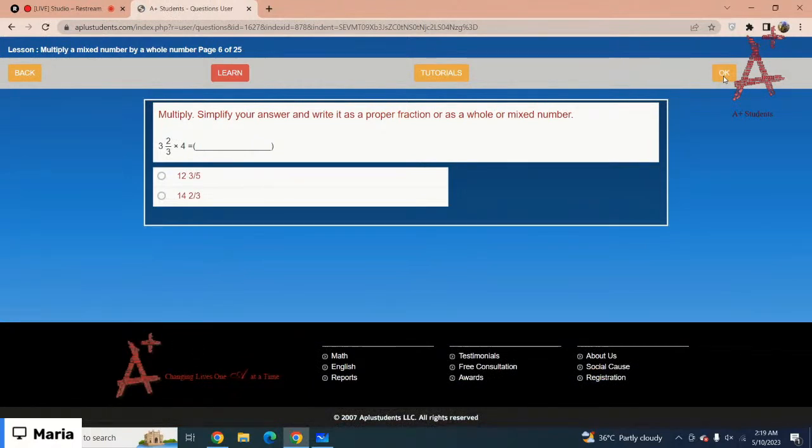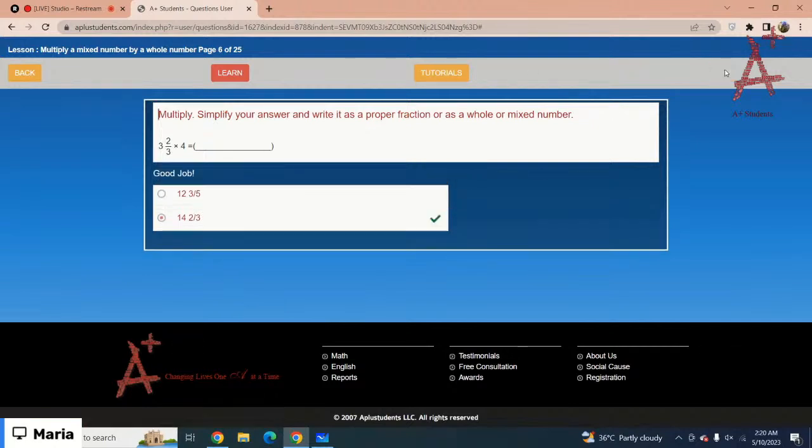Okay, 3 whole 2 over 3 times 4. So 3 times 3 is 9 and 2 makes 11 over 3 times 4. That means it would be 44 over 3. When you divide 44 by 3, it is 14 whole 2 over 3. The correct option is 14 whole 2 over 3.